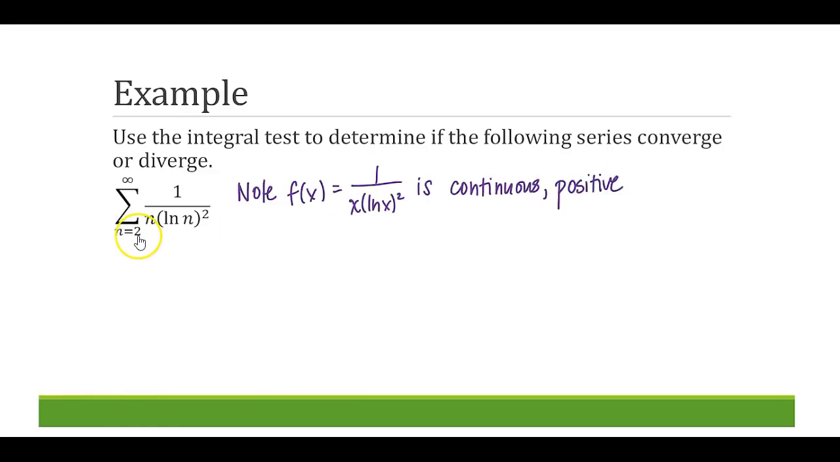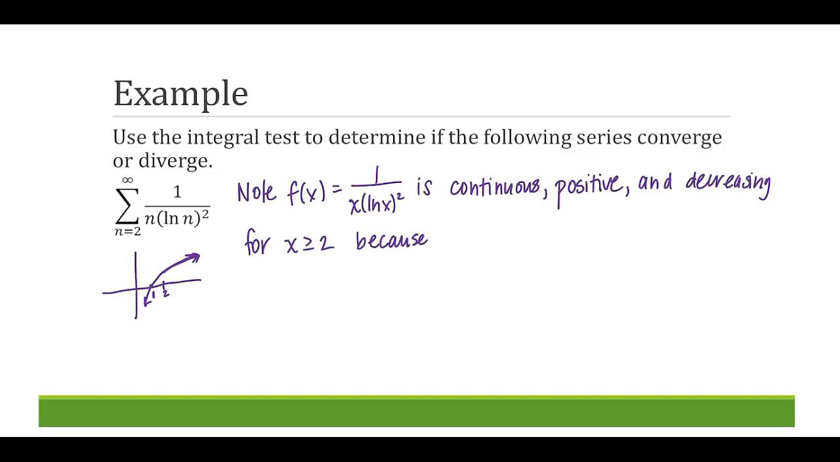So is continuous, positive, so let's think about that for a second. Since we're substituting in values greater than 2, natural log x is positive after 1. If I think about the graph of natural log x, it passes through 1, so 2 and beyond, I am positive. So I'm continuous, I'm positive, and decreasing for x values greater than or equal to 2, because now on this one I'm going to do my justification for decreasing a little differently.